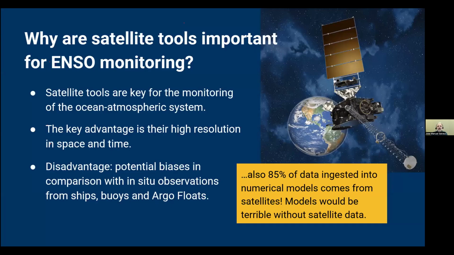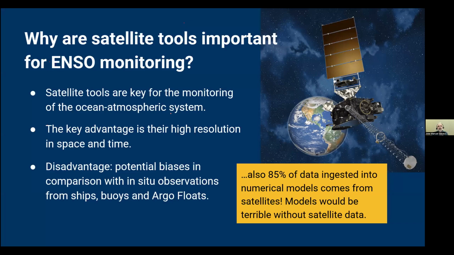So why are satellite tools so important for ENSO monitoring? The reason is that satellite tools are key because they have high resolution in space and time. This way we are able to measure remote locations that would be very hard to measure if we were only using land-based or ocean-based instruments. And also we can produce data that have very high temporal resolution.